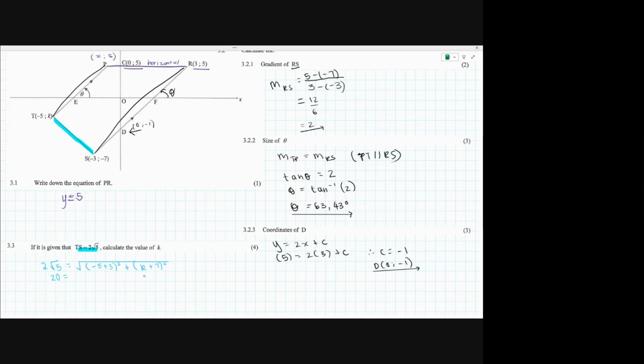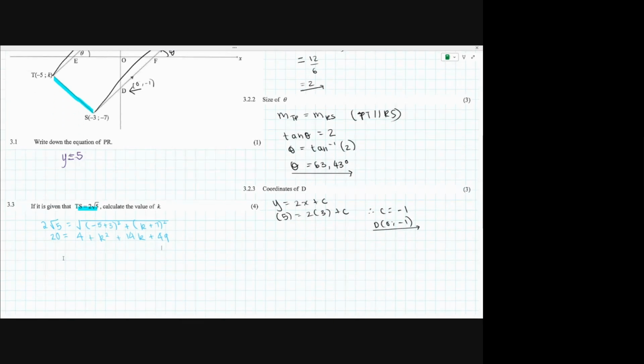Right, we're getting rid of the square root, so that's gone. This bracket, -5 plus -5 plus 3 is -2. -2 squared is 4. And then we're going to have to distribute out this bracket. So this becomes k squared plus 14k plus 49. And this is where the quadratic comes in. Okay, this is now a quadratic equation.